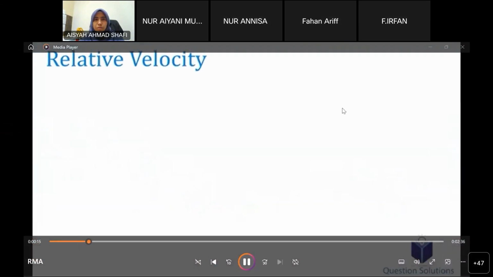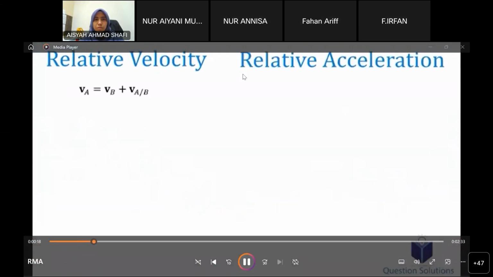You will end up using two new equations. This one is for relative velocity and this one is for relative acceleration. Depending on the question, each of these equations can be written in two ways. So let's quickly go over that.